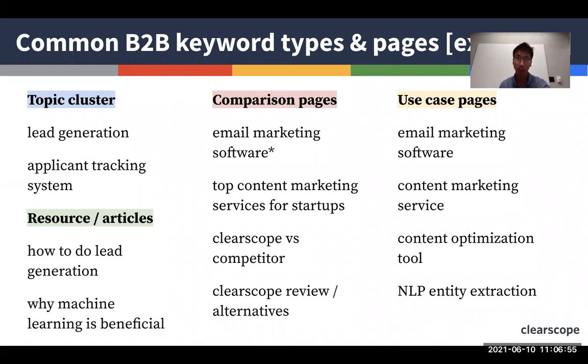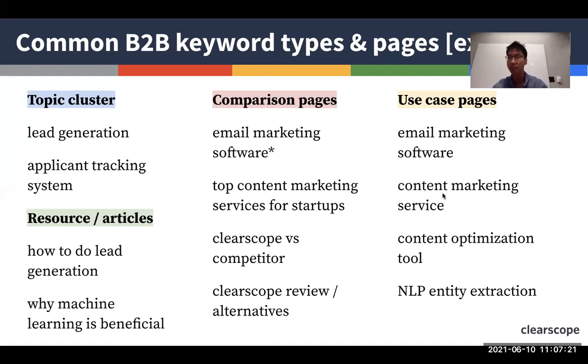Use case pages are also going to map to comparison pages. That's why you see kind of this asterisk here. Comparison pages kind of have dual intent, in the sense that somebody who's looking for email marketing software might want your email marketing software, or they might want a comparison of the best email marketing softwares. That's why you see them kind of fall into both of these different categories.